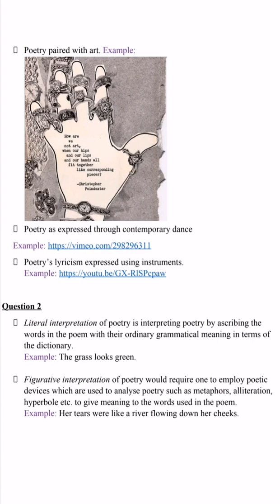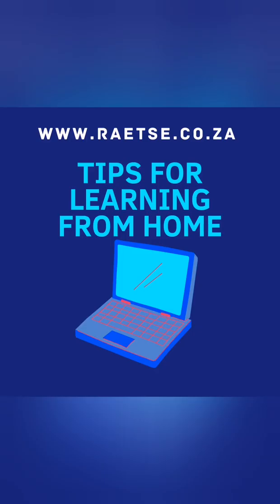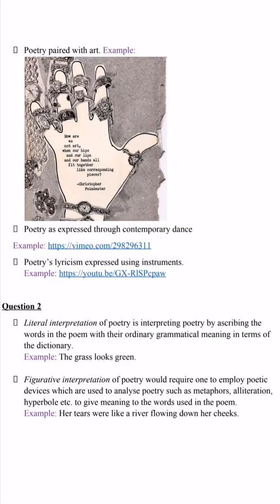Now, question 2. Literal interpretation of poetry is interpreting poetry by ascribing the words in the poem with their ordinary grammatical meaning in terms of the dictionary. For example, the grass looks green. Figurative interpretation of poetry would require one to employ poetic devices which are used to analyze poetry, such as metaphors, alliteration, hyperbole, etc., to give meaning to the words used in the poem itself. For example, her tears were like a river flowing down her cheeks.